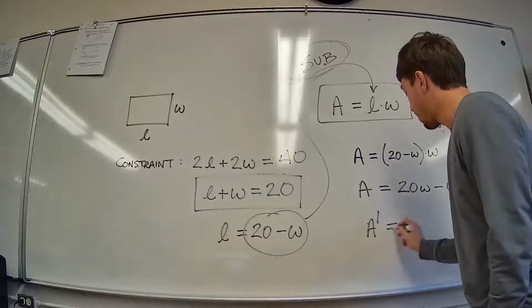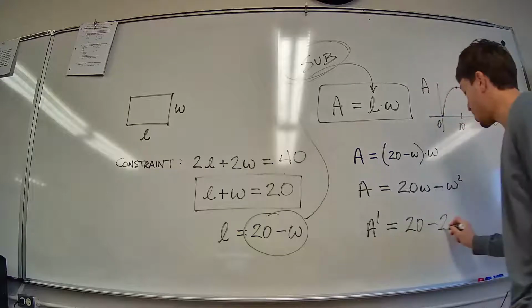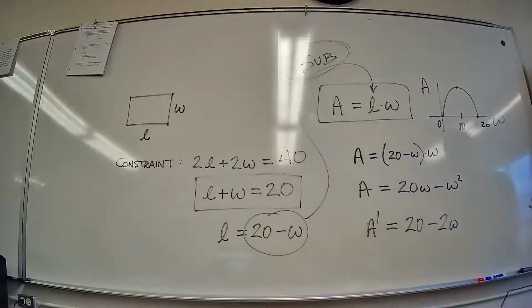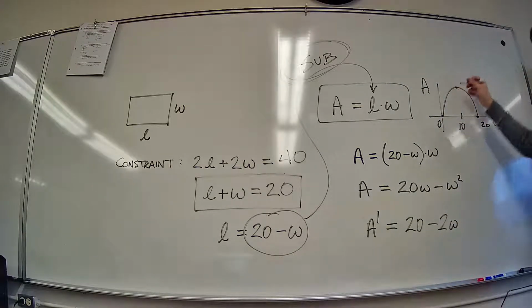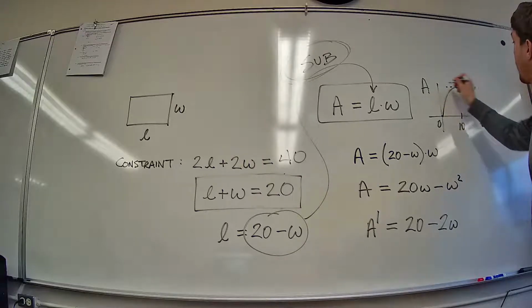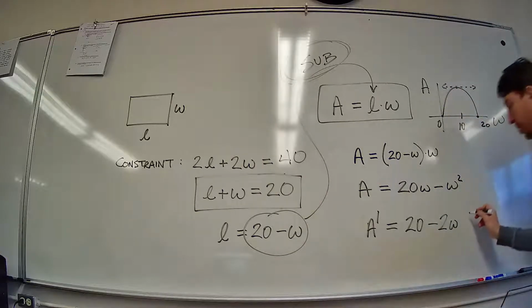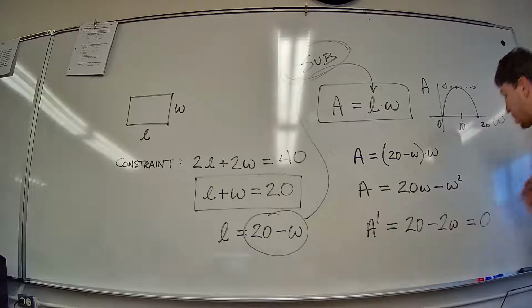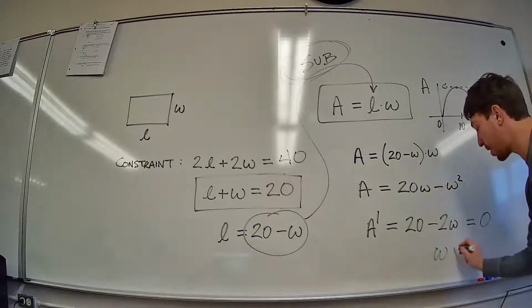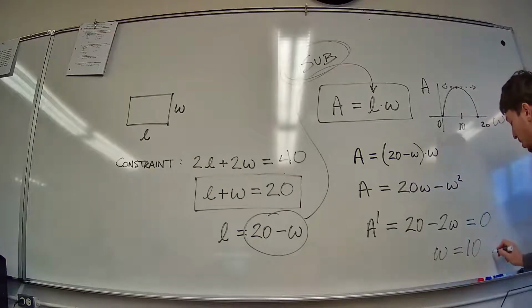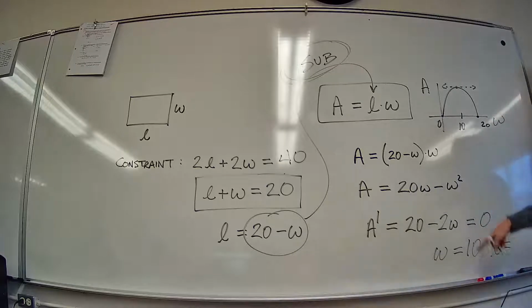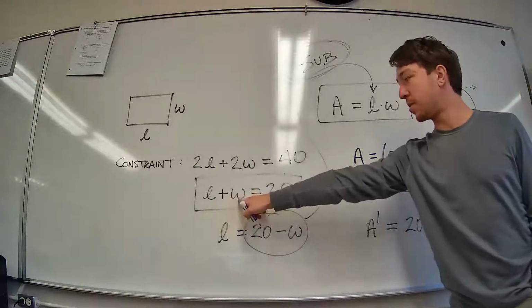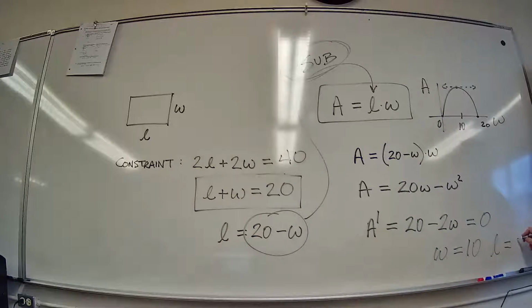Take the derivative. You get 20 minus 2W. So what's happening at this point? Well, the derivative is 0 there at the peak. So I set my derivative equal to 0, and I solve, I get 10. And of course, if I go back to my original constraint, if W is 10, then L has to be 10 as well.